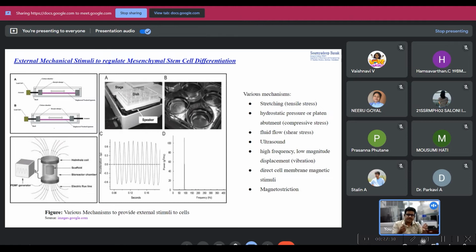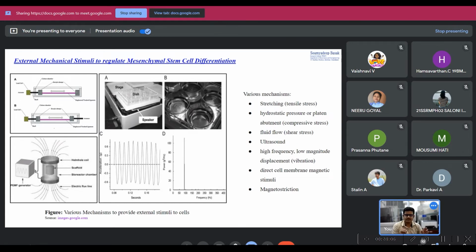And depending upon this stretching motion, the degree of the strain amount as well as the frequency, various mesenchymal stem cells have shown the property of differentiation to either osteoblastic or muscle or chondrogenic. So their differentiation pattern changes depending upon this mechanical stimuli also. You know why? Because the mechanotransduction pathways kick in when this kind of external mechanical stimuli are given to the cells.